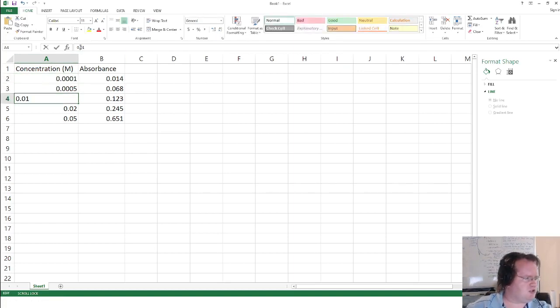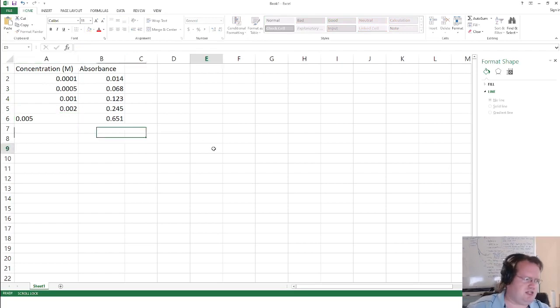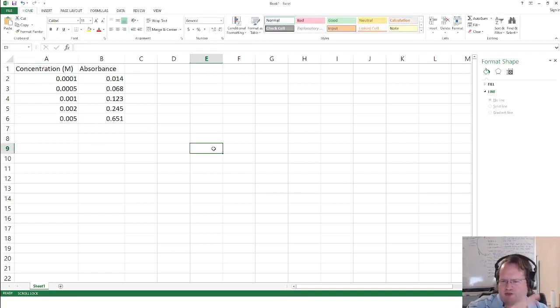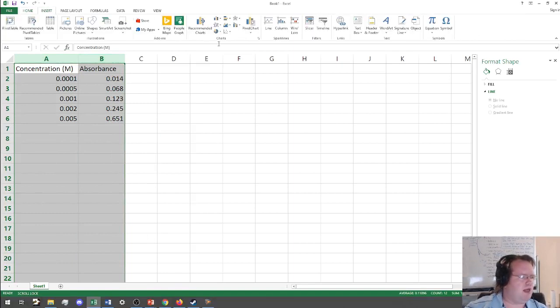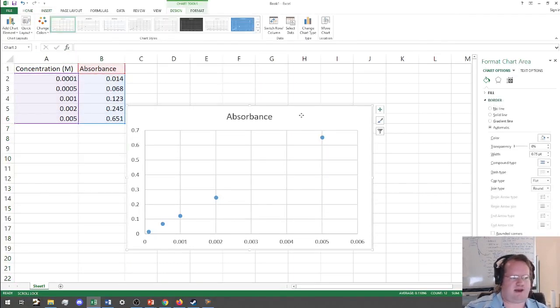Because some of these concentrations are definitely too high. It would have caused an issue. So eventually, as your concentration gets above 0.01 molar, you start to have issues of things being too concentrated. It gets hard to use Beer's Law. But for other things, that would be fine. So let's say we have these 5 concentrations, and we've got these 5 absorbance measurements we've made. Now what we can do is make a graph of them. So I'm just going to highlight these 2 and make a graph with a scatter plot.